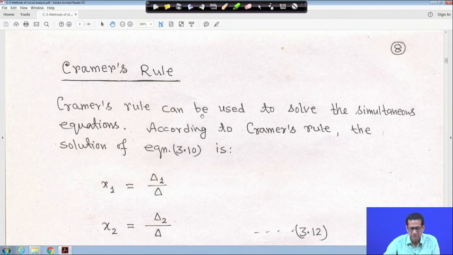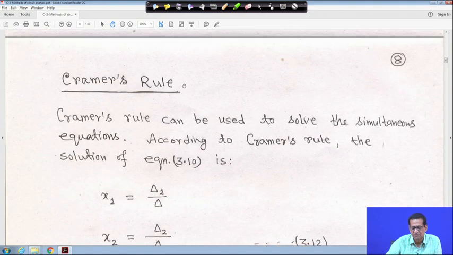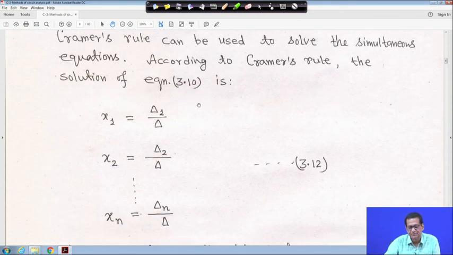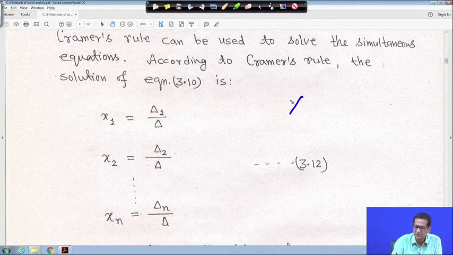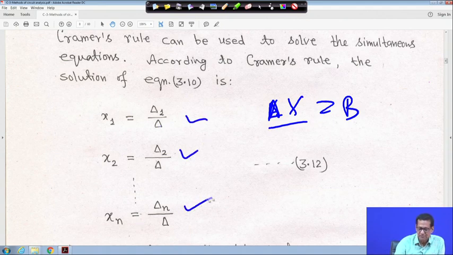So Cramer's rule can be used to solve the simultaneous equations. According to Cramer's rule, the solution of equation 3.10, that is Ax = b, can be easily found. x1 is equal to delta 1 by delta, we will see what delta 1 and delta are, x2 is equal to delta 2 by delta, and xn up to delta n by delta. So we have to find out delta 1, delta 2 up to delta n, and then delta.